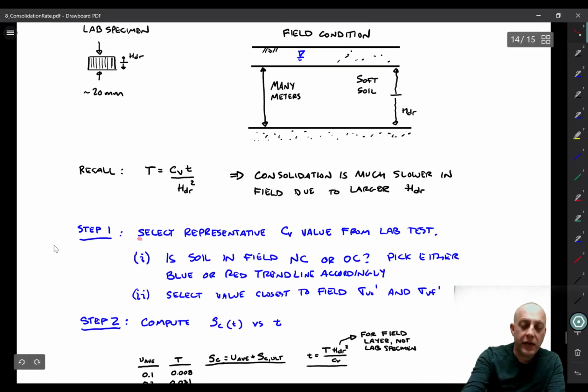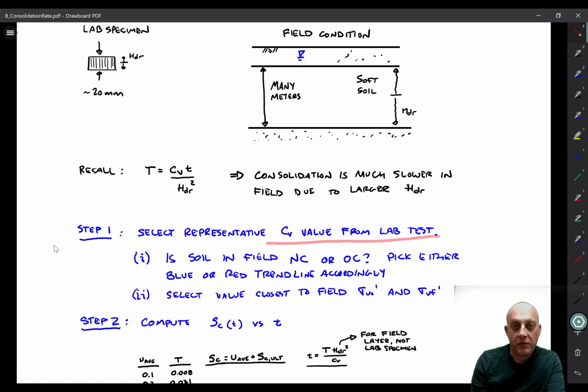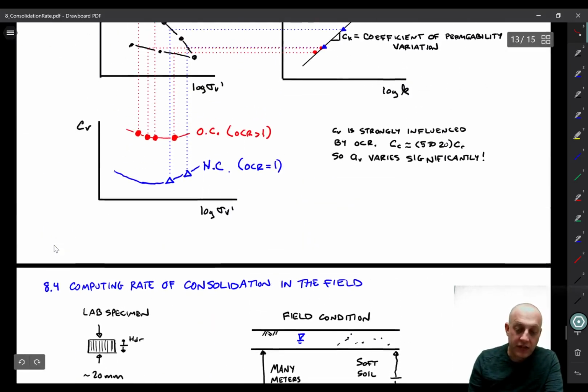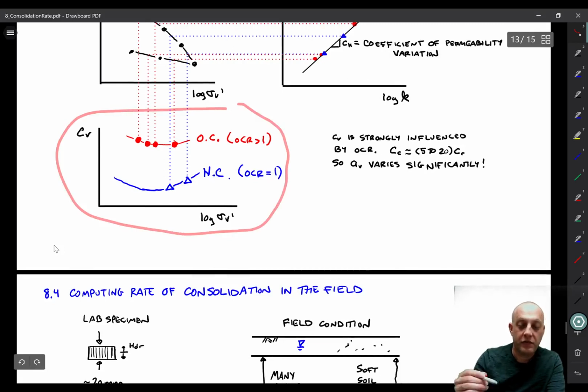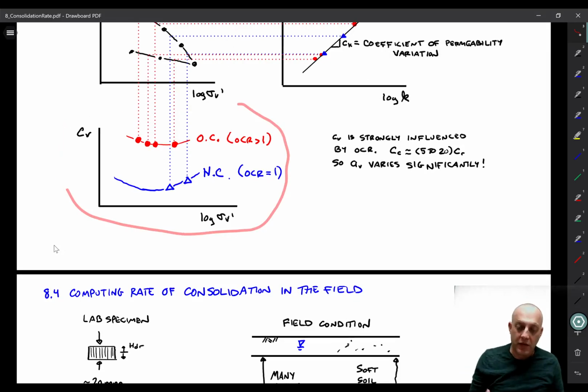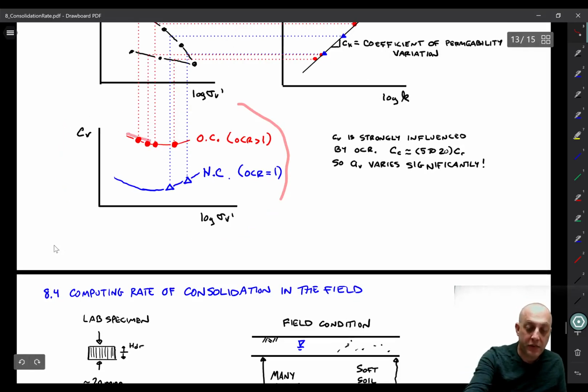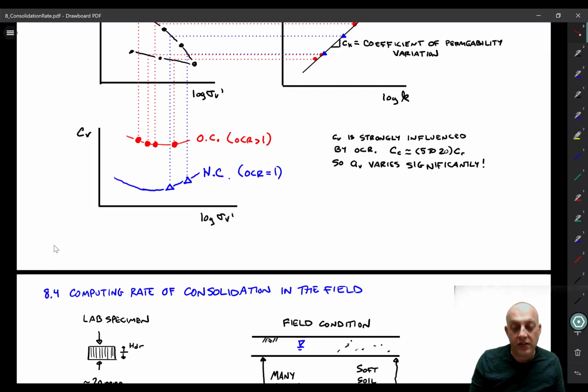The first one is you have to select a representative C sub v value from your laboratory test. And let's go back to the previous lesson briefly and just look at what this looks like. This is C sub v versus log sigma v prime. What we talked about before was that you really have to separate the over-consolidated stages from the normally consolidated stages. That's based on the consideration for whether they were normally consolidated or over-consolidated for that laboratory loading stage.